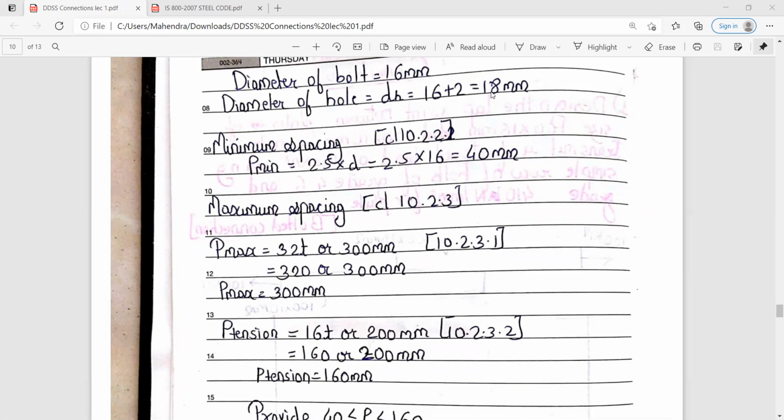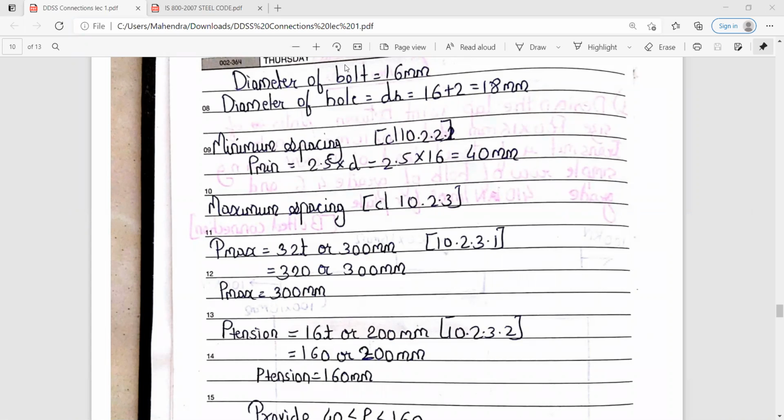So diameter of the hole over here मैम is +2 क्यों? थ्रेडिंग के लिए है क्या वो? हाँ, every time you have to add +2 whenever you are going to calculate the diameter of the hole. So diameter of the hole आपका हुआ 18 mm.